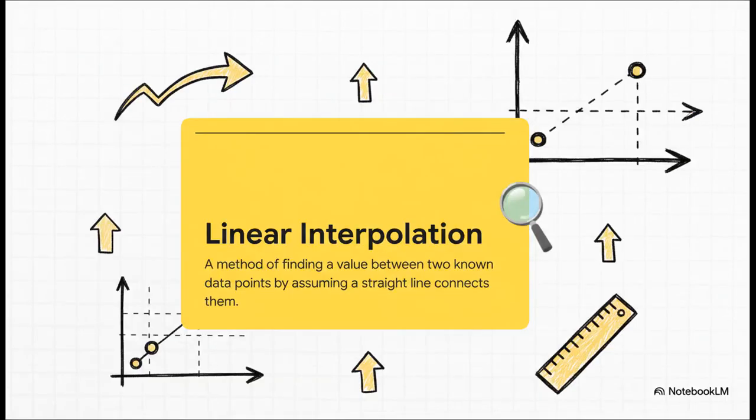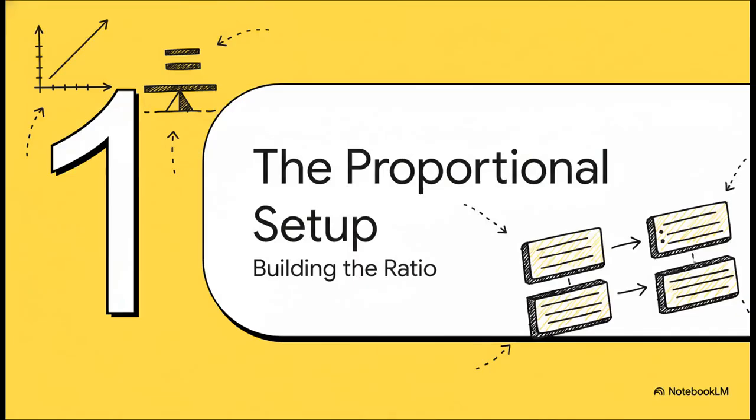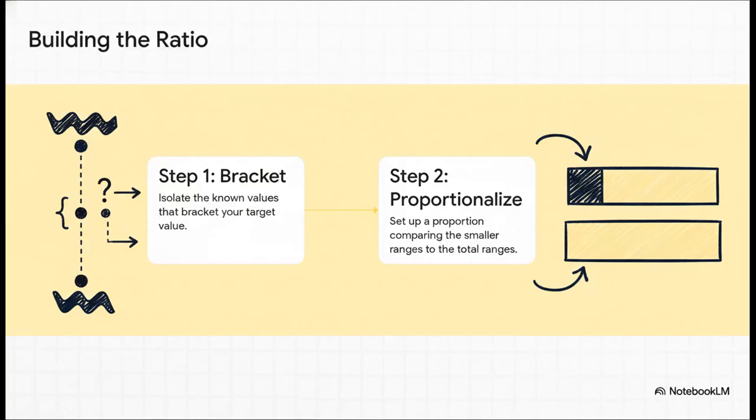Okay, so the big idea here is called linear interpolation. And what we do is we make a really simple but incredibly useful assumption. We just assume that the relationship between our two known data points is a straight line. And once you assume that, you can accurately estimate pretty much any value that falls along that line. So how do we actually translate that straight line idea into something we can calculate? Well, it all comes down to setting up a simple proportion, or a ratio. The process is super logical when you break it down. First, you find your boundaries, the data points you have that are above and below your target. Then you build a ratio that compares the distances between these points.